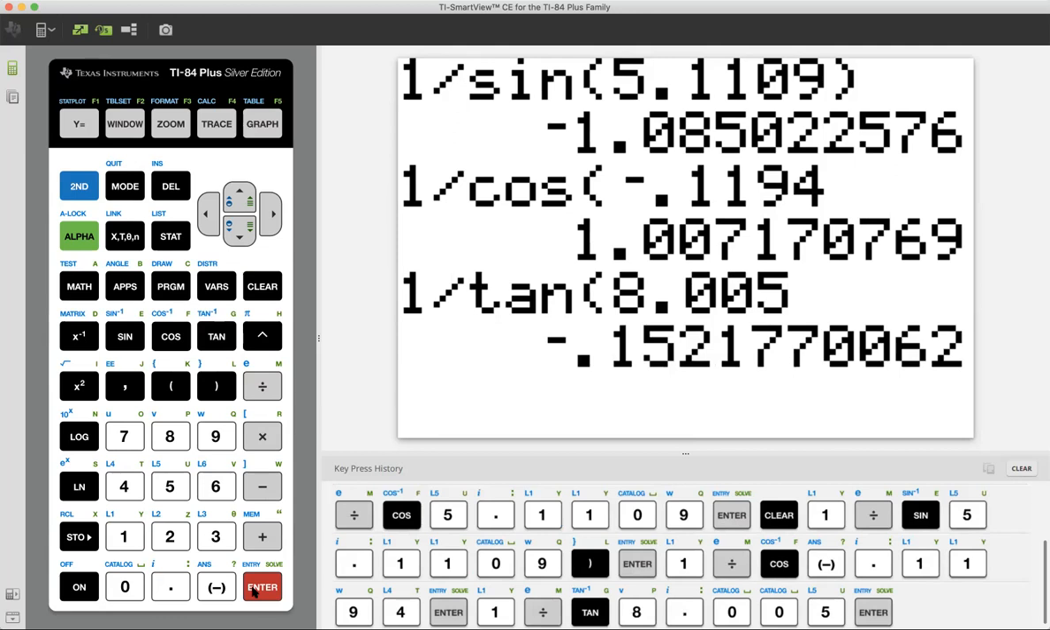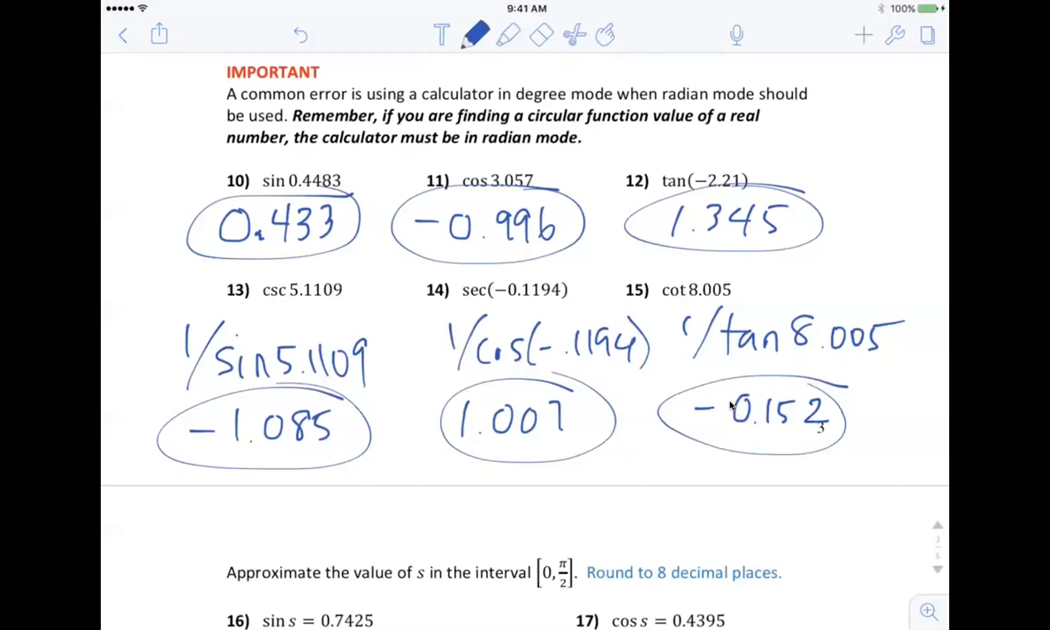Now after doing all this, you might be asking yourself, what do these numbers mean? All this craziness. If I go back to my handout, we'll be done here in a minute with this idea. So here's all the answers. What does this mean? The sine of 0.44 is 0.43.